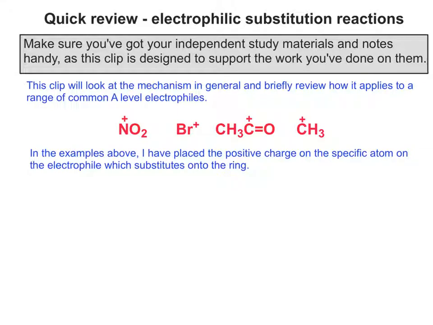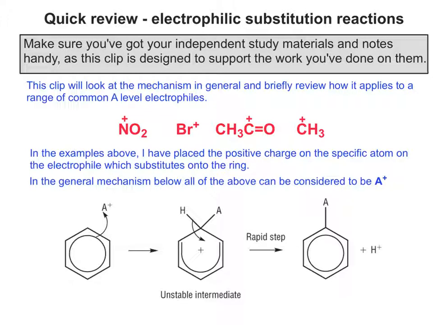So in the examples above, what I've done is I've placed the positive charge on the specific atom in the electrophile which actually substitutes onto the ring. So in the general mechanism below, all of the above electrophiles can be considered to be the same as A+. So let's go through the steps.